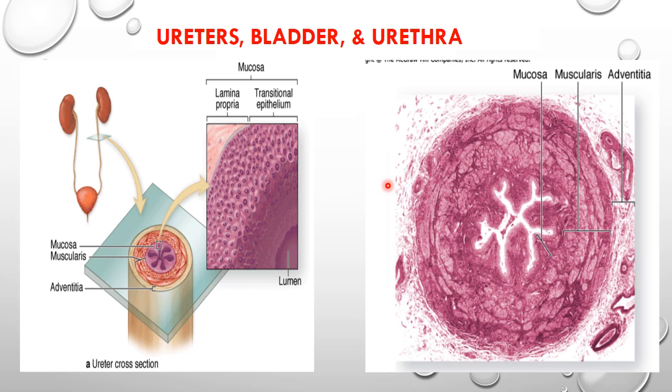This is a diagram showing you the cut section of the ureter. You can see here the transverse section of the ureter. The lumen is thrown into folds, and it has a star-shaped lumen. The mucosa consists of the epithelium and the lamina propria. The epithelium is a special type of epithelium, which is the transitional epithelium or the urothelium. Then there is the muscularis layer, and then the adventitia.